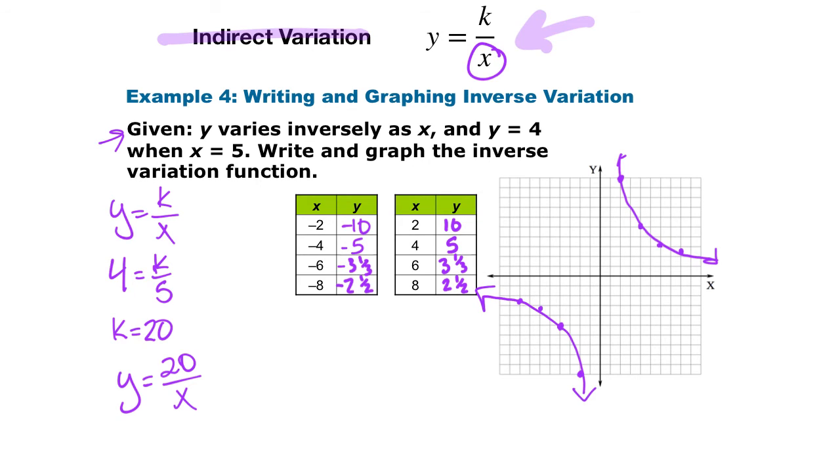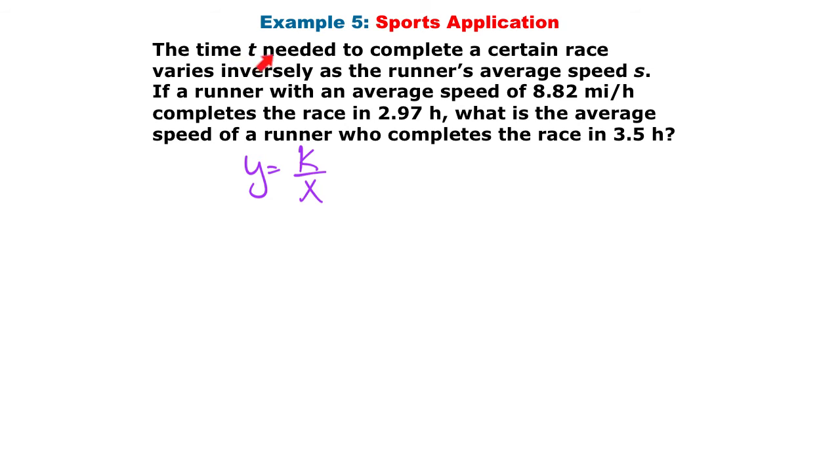We'll talk more about the asymptotes and everything of these graphs later on in the chapter, but this just gives you an idea of what that graph looks like. In this example, the time needed to complete a certain race varies inversely. So here's my general inverse function variation. And it varies inversely as the runner's average speed s.